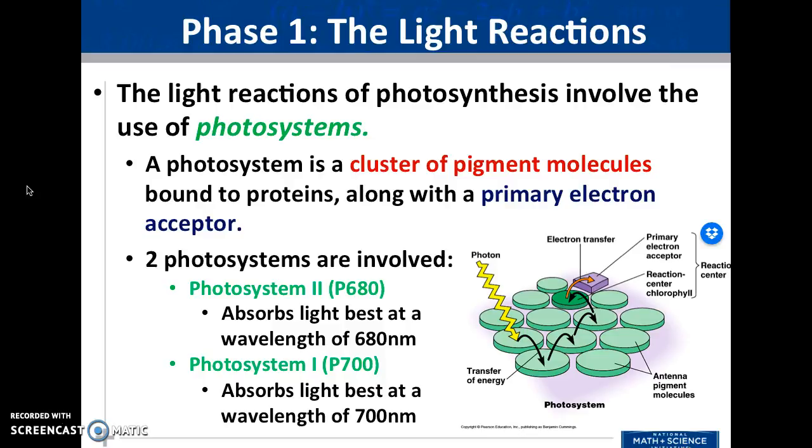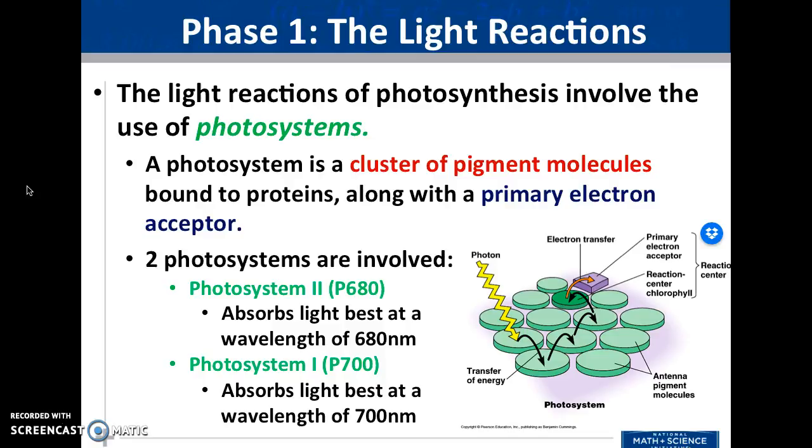So, the light reactions. The light reaction of photosynthesis uses something called a photosystem. A photosystem is a cluster of pigment molecules bound to proteins, along with something called a primary electron acceptor. So there are 2 photosystems involved, photosystem 2 and photosystem 1, and they absorb different types of wavelengths. Photosystem 1 absorbs 680 nanometer wavelengths, whereas photosystem 2 absorbs wavelengths of about 700 nanometers.